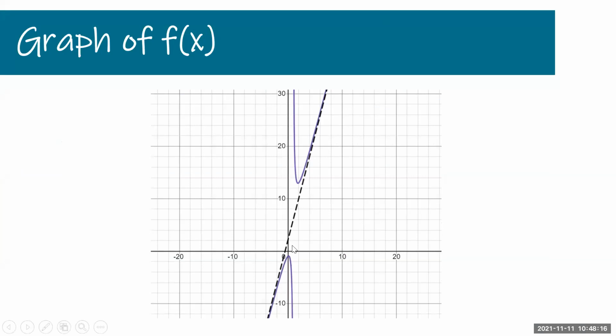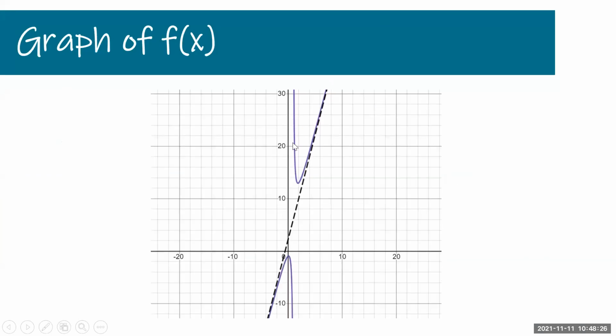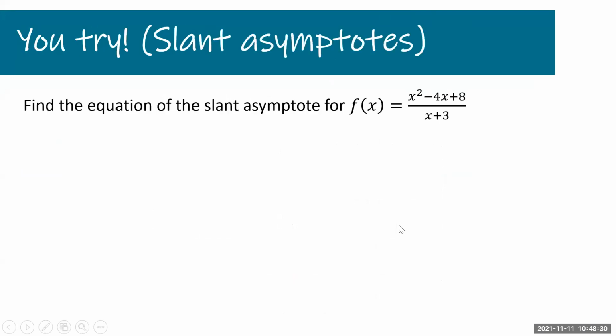So again, we see our slant asymptote. If you look, there's also a vertical asymptote, but all we cared about for this particular example was that slant. You can see the vertical is going to be at x equals 1, which is right where we see it here. Now I want you to try. Find the equation of the slant asymptote for this function. Pause it, do what you need, and then you can move ahead when you're ready.